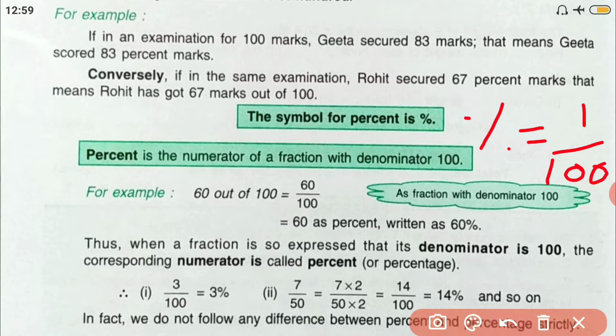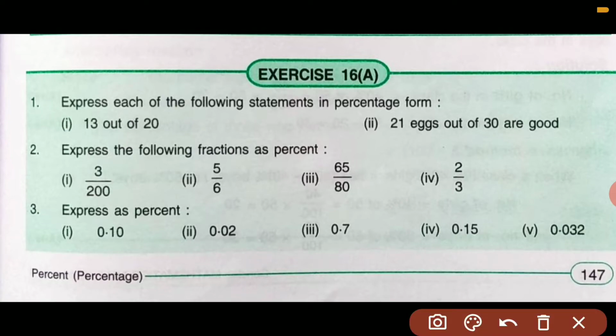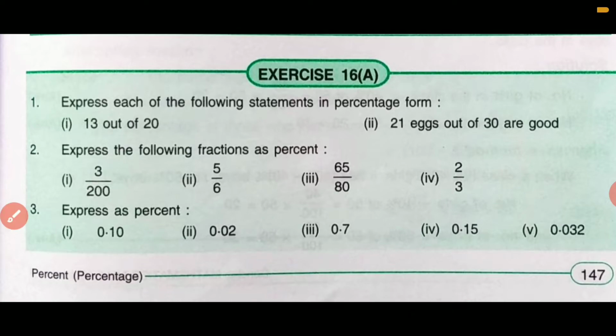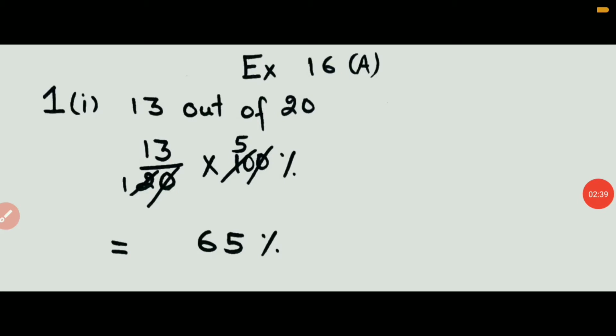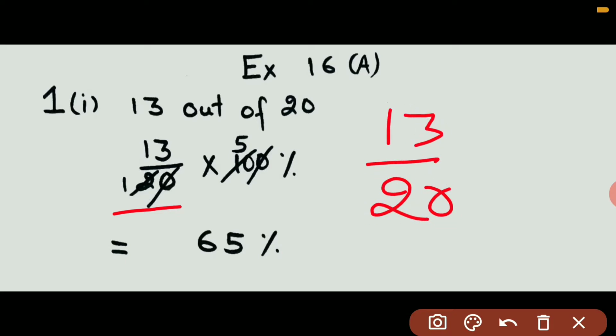Okay, let us try to solve some questions from exercise 16a. Coming to the exercise 16a, question number 1, express each of the following statements in percentage form. The first question is 13 out of 20. Let us see how we have done this. Coming to its solution, the question was 13 out of 20. So I have written 13 upon 20, right? This is 13 out of 20.